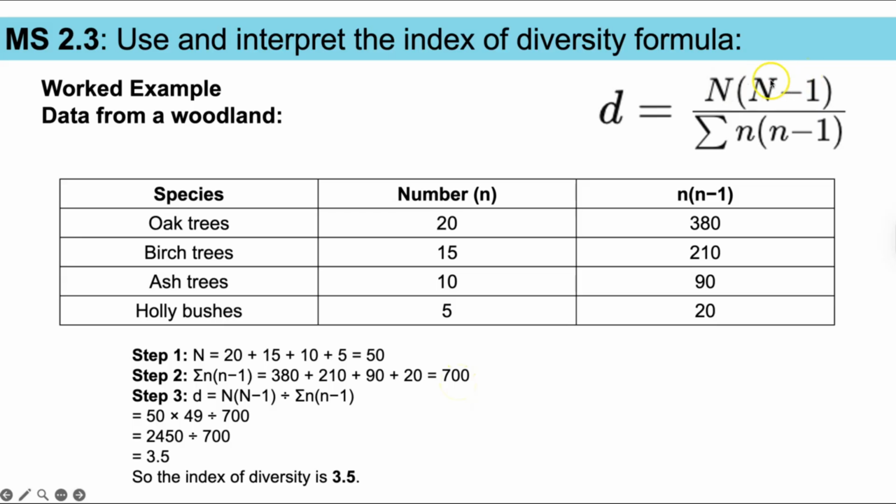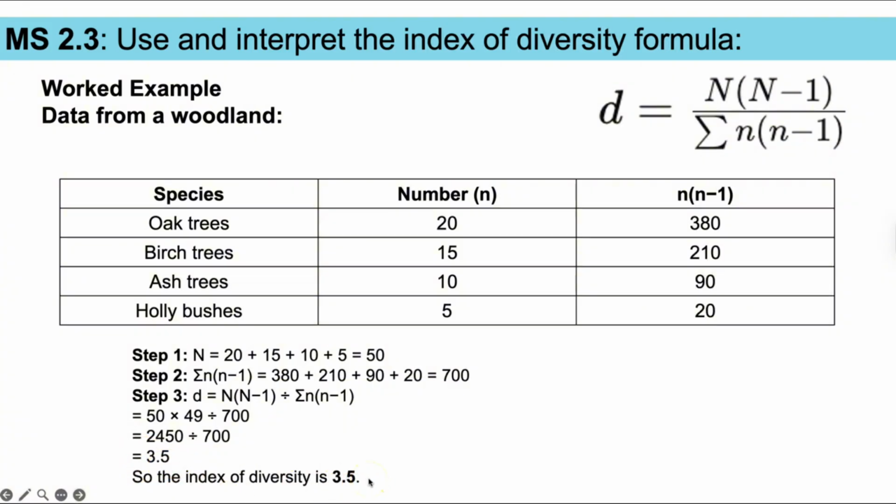So this numerator here then is the total number of individuals, which was 50, times 50 minus 1. So that is 50 times 49, which is 2,450, divided by our denominator, which was the sum of lowercase n times lowercase n minus 1. And it was the sum of all of those, which was 700. So we've got an index of diversity overall value of 3.5.